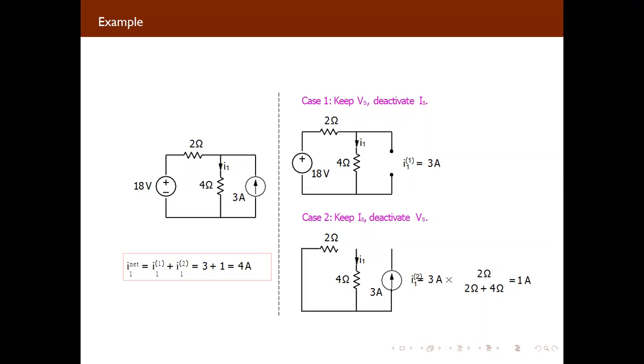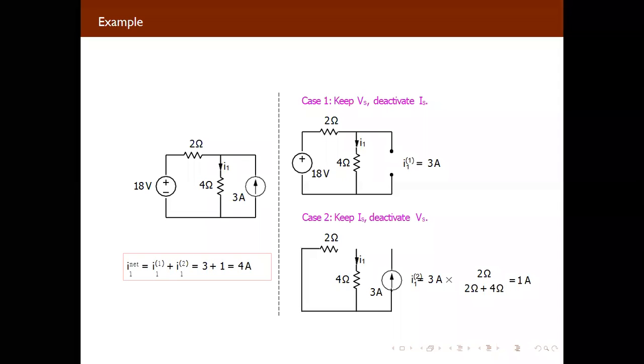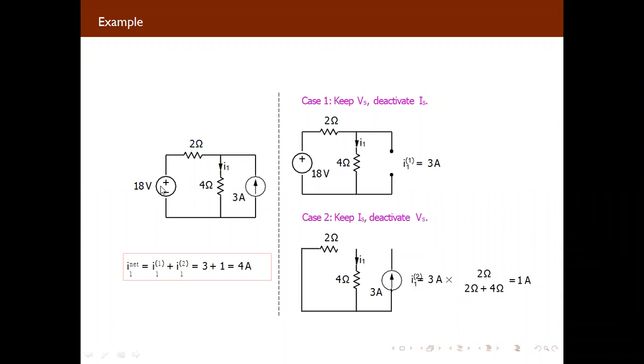So here we have seen superposition. If we have any circuit, we can consider only one energy source active at a time and consider the other energy source as deactive. We are considering here the current source as an open circuit. If we consider the current source active and the voltage source deactive, we can make it a wire. So you will get 2 ohm, 4 ohm and here 3 ampere current. So you will get the value of current I12 equal to the resistance that is in parallel with 4 ohm. You can take 2 ohm.